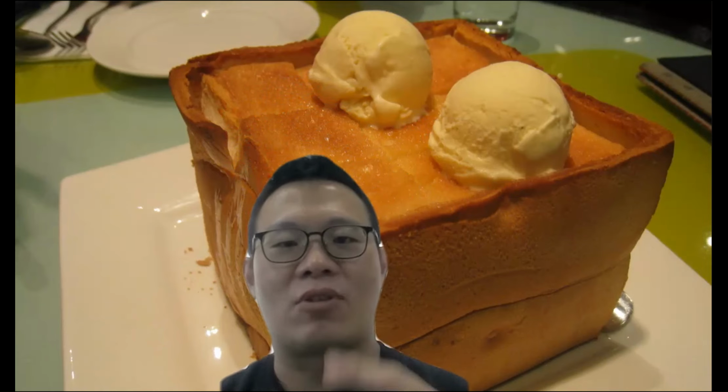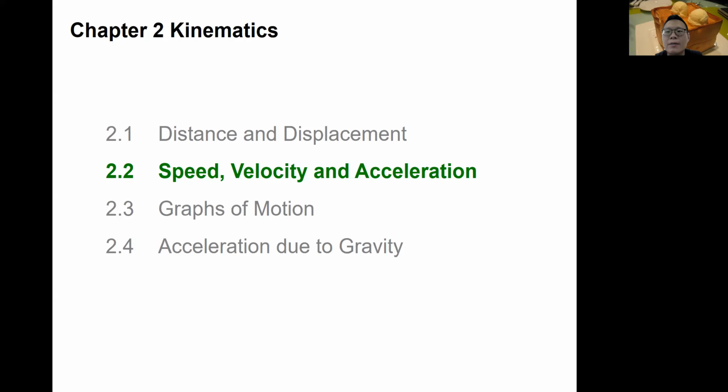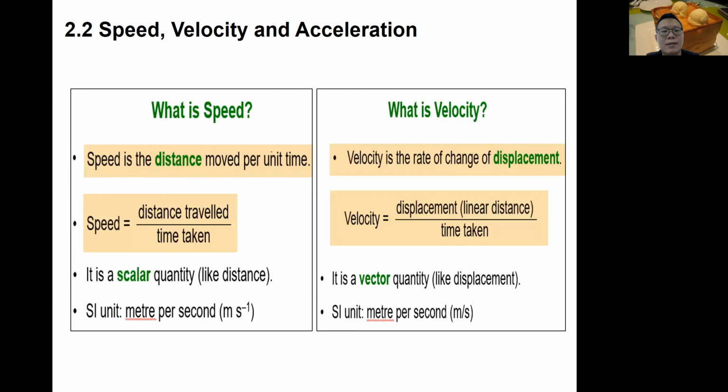Okay, without any distraction, today we'll be looking at section 2 of kinematics, 2.2, which is speed and velocity. Then after that, we end it off with acceleration. Speed and velocity is another classic example of scalar and vector, like what we mentioned in the last segment.